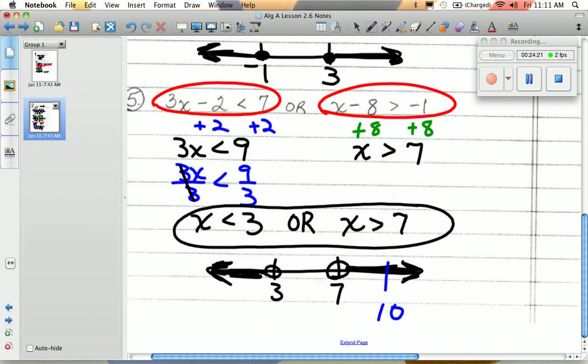Let's pick a number that's between 3 and 7. I like 5. It's right smack dab in the middle. Okay, is 5 less than 3? No. Well, it doesn't have to be. I've got another choice. Is 5 greater than 7? No. That's why it's not in the shaded region, isn't it? Because it doesn't satisfy either of them. Then there's no third choice. Okay, let's get out your loose leaf.